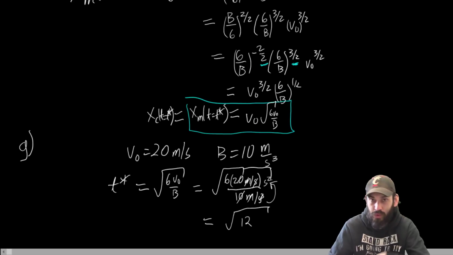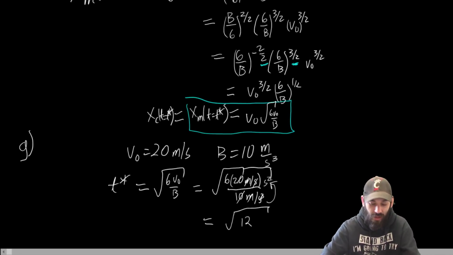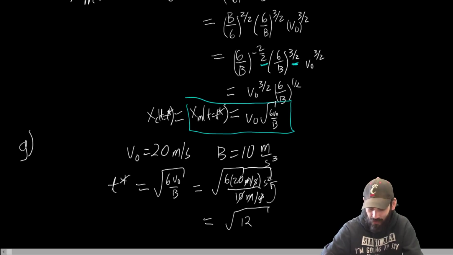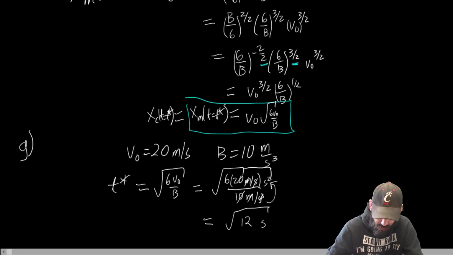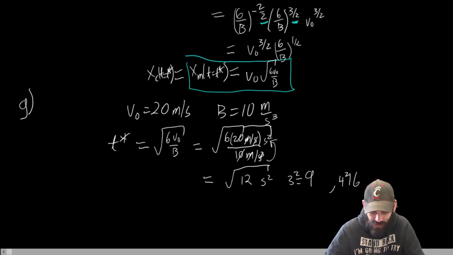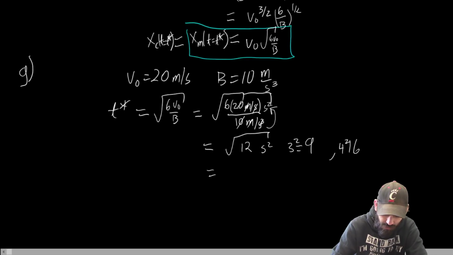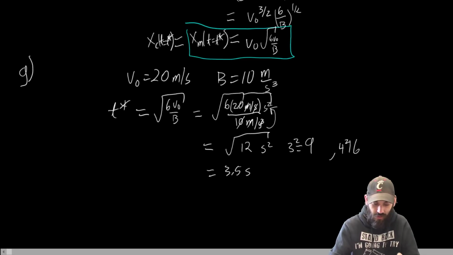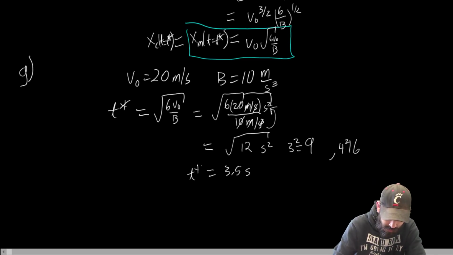Okay? Now, root 12 is between two other perfect squares, right? They're two perfect squares that this is around. So this is going to be 9 and 16, right? Because 9 is equal to 3 squared, and 16 is equal to 4 squared. So I'm going to guess at what this is, and we're going to say that this is roughly 3.5 seconds. It's somewhere in the middle. Okay. So that's what T star is.